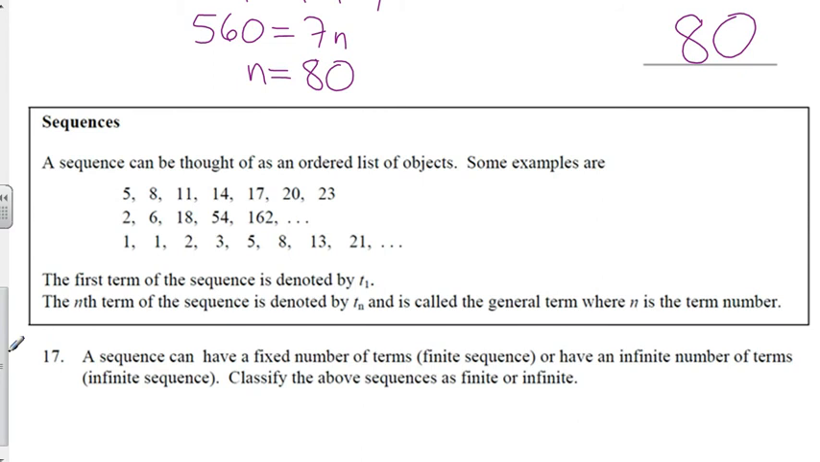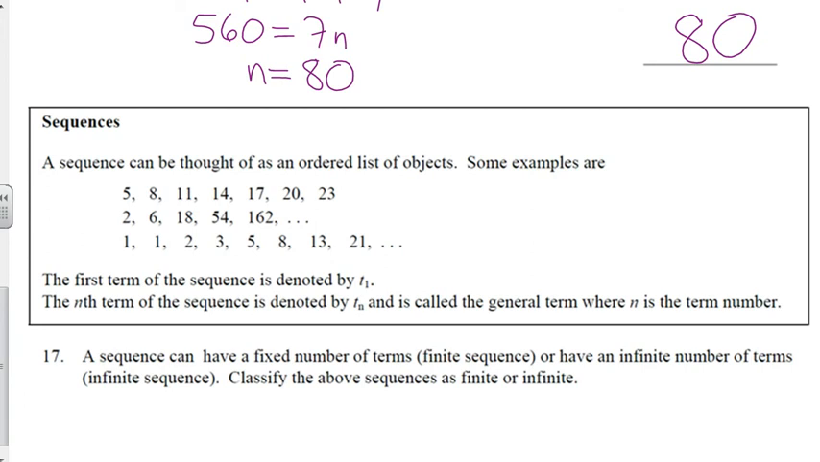251. So, sequences. A sequence can be thought of as an ordered list of objects. So 5, 8, 11, 14, 17, 23. They're in a particular order. 2, 6, 8, 54, 162. 1, 1, 2, 3, 5, 8, 13, 21. The first term of the sequence is denoted by T1 or T sub 1. The nth term is denoted by Tn or T sub n and is called the general term. We call it the general term because we can use it to calculate any specific term. I want term 200? Fine, we take the formula for the general term, put a 200 in for n, and find that term.